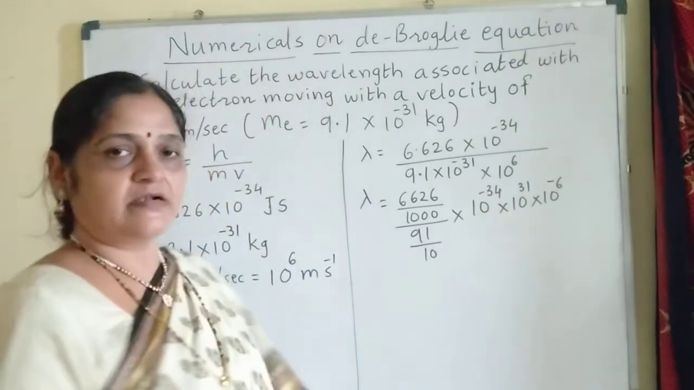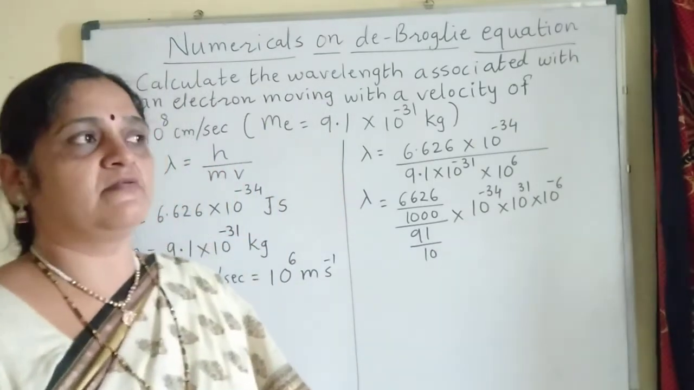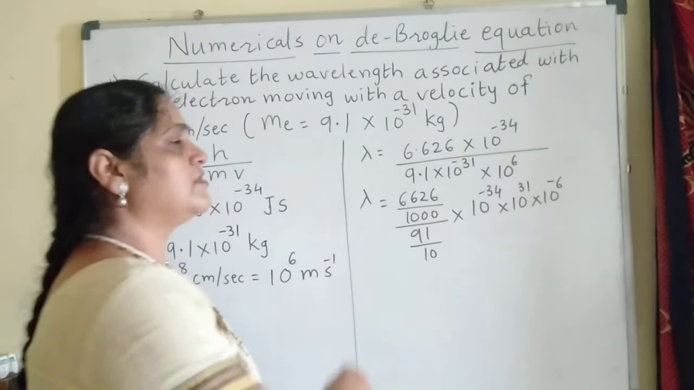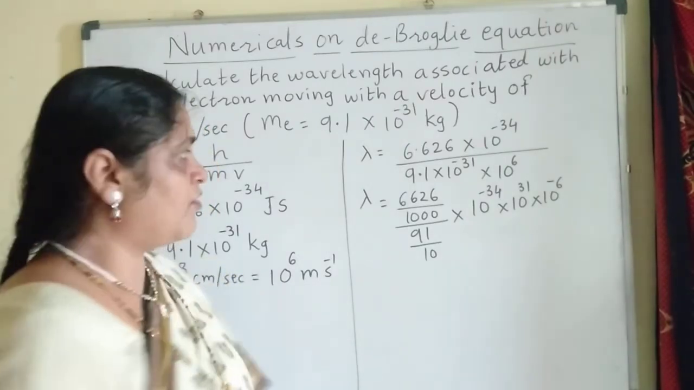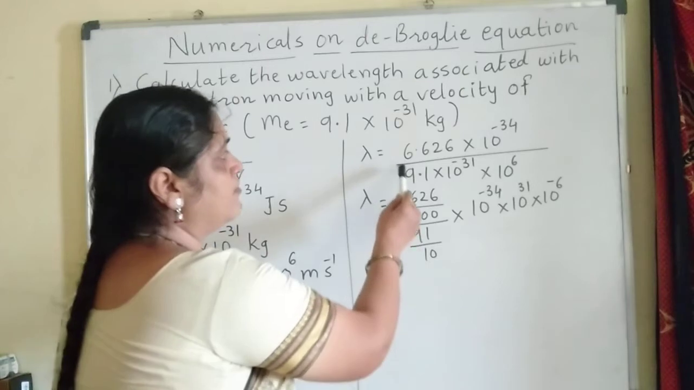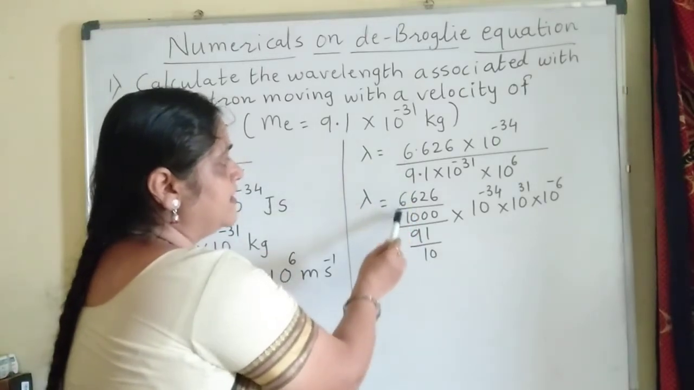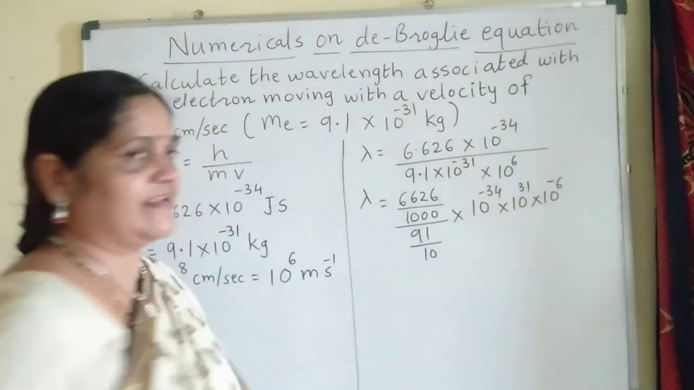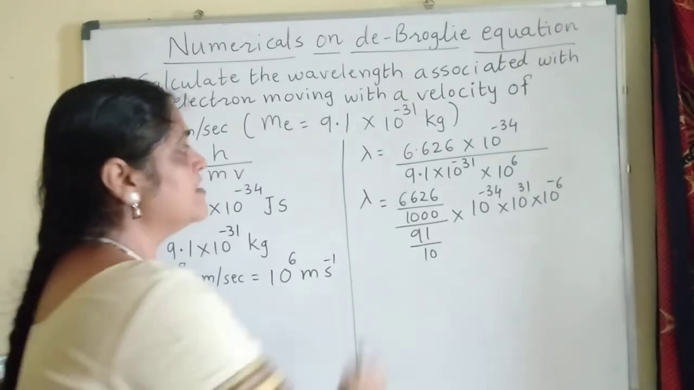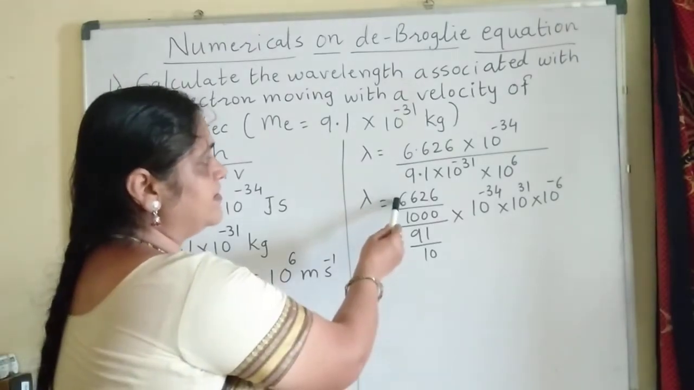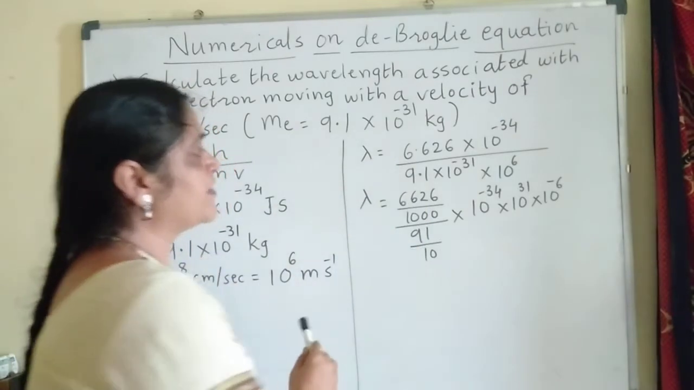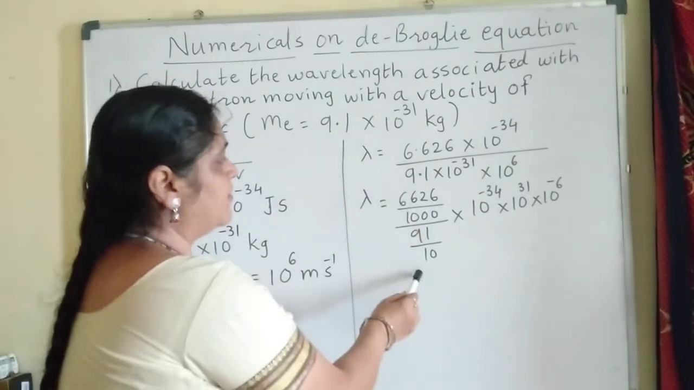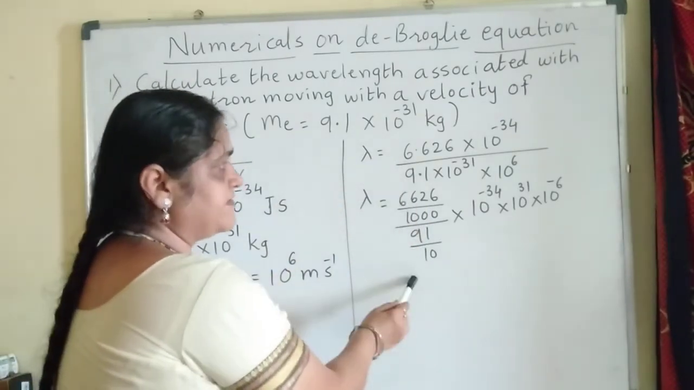Now some students may find the calculation related to the decimal numbers difficult. So what I did over here, I have written this decimal number in the form of a fraction, or you can say a rational number, that I have separated into numerator and denominator. So 6.626 upon 1000 and 9.1 upon 10. In this way I have made this separation.